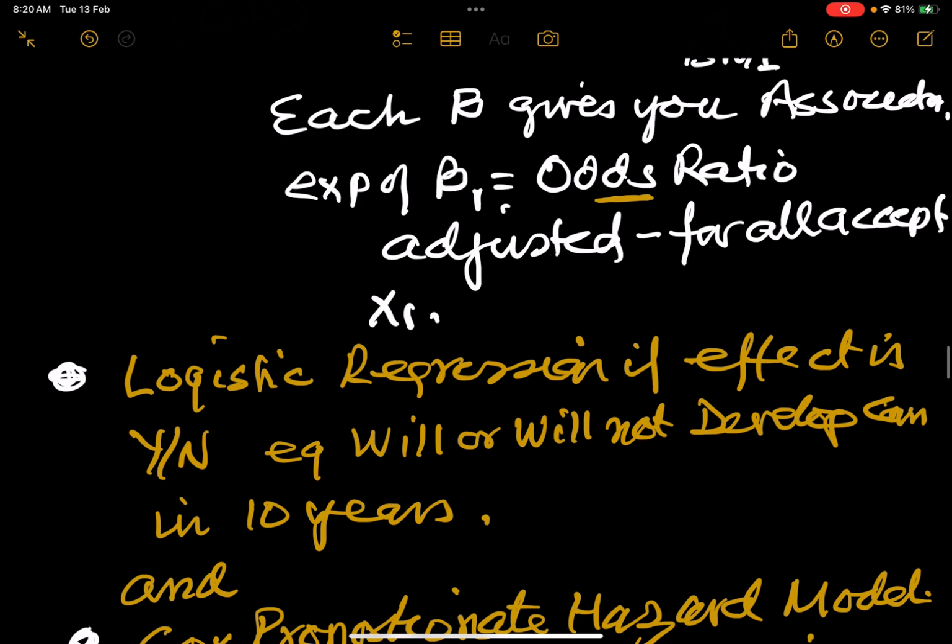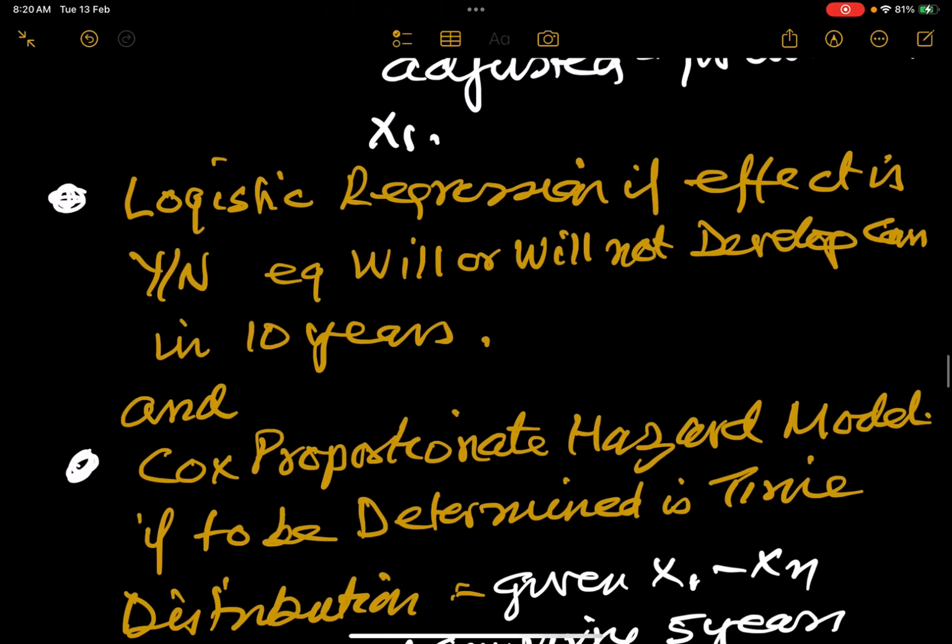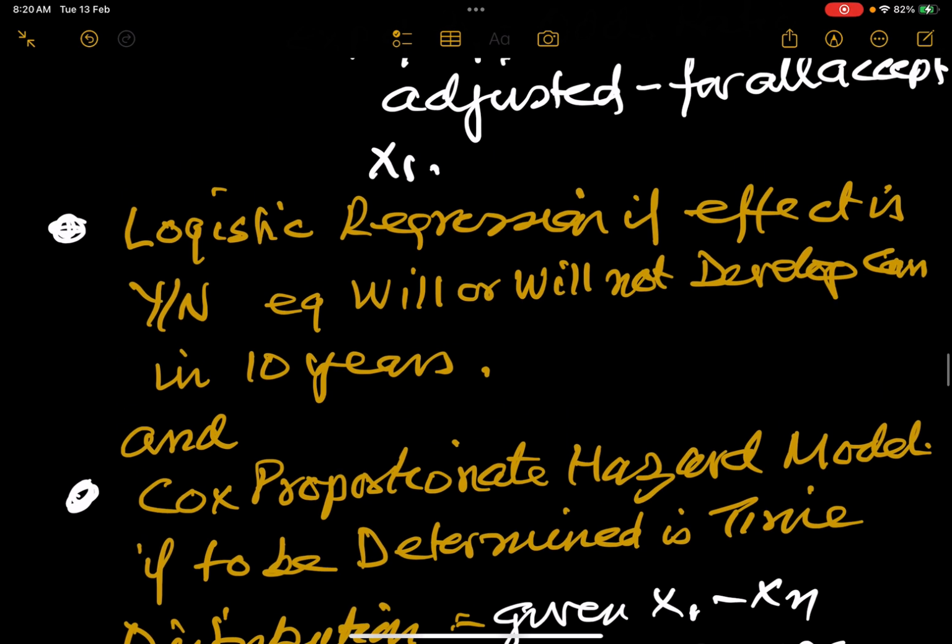So now, if your outcome is not numeric, it is a yes/no outcome. For example, you have the value of whether AES will occur, did occur, or did not occur. Then the multiple regression model is called logistic regression.